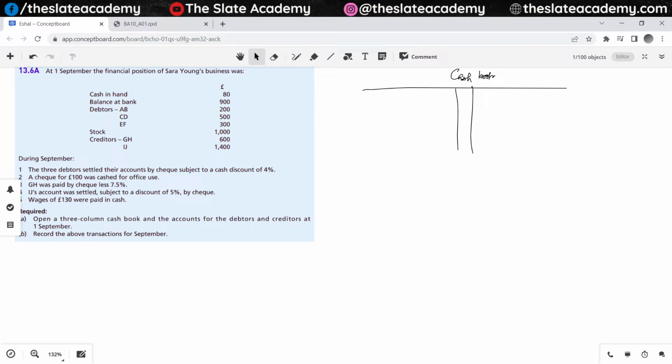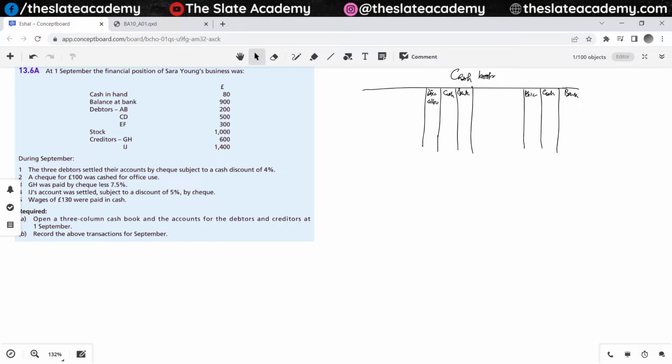So here I have bank, I have cash, and I have discount allowed, the one that I allow, which is my expense. And I'll have three columns on the credit side too. There will be bank, there will be cash, and there would be discount received.